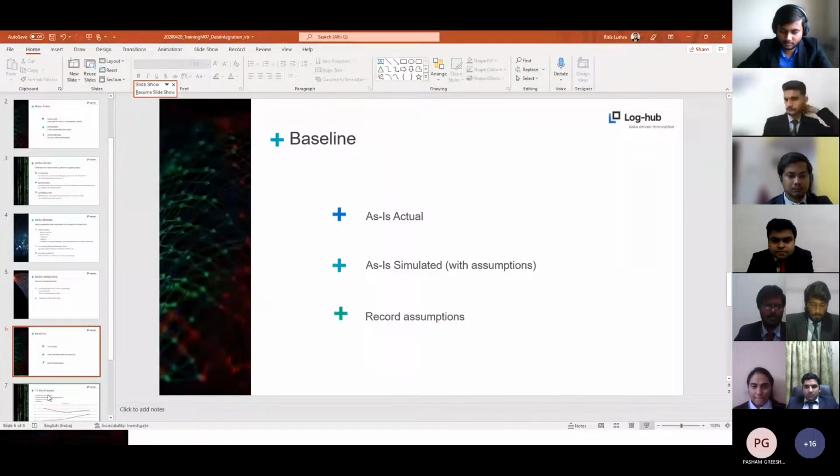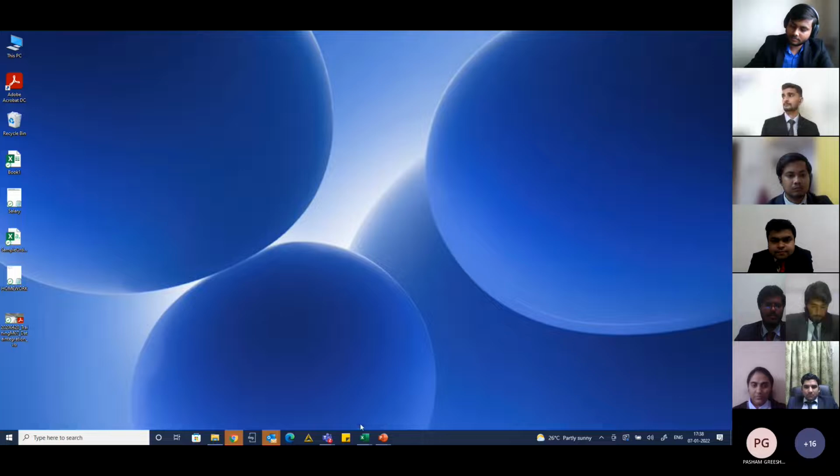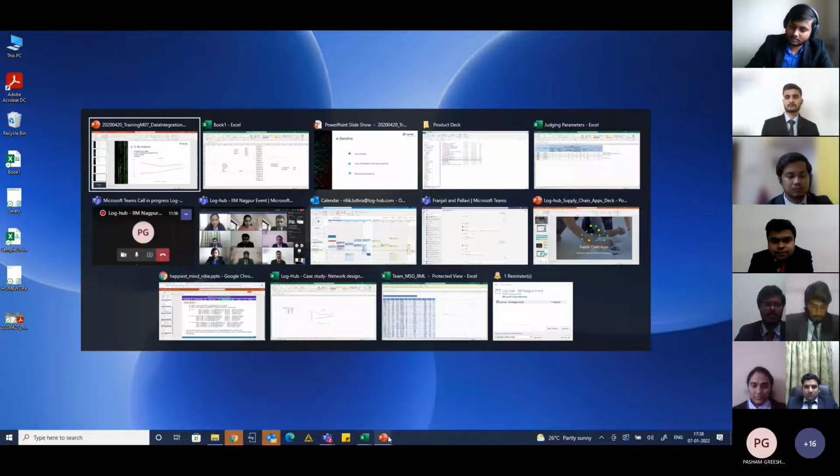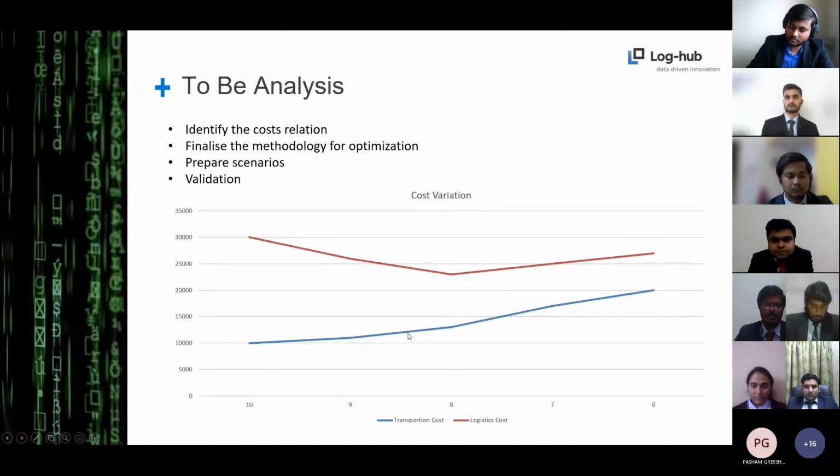Right. So now coming to the next part. The next part, according to me, is extremely important. What are you going to do in the 2B analysis? What is the main factor which would drive your 2B analysis? According to me, the main factor that would drive the 2B analysis is the identification of cost relations. So it is extremely important to identify the relation between costs.